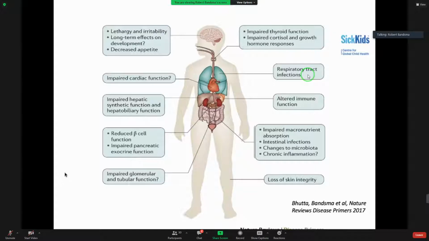So why is that? Why are these children so frail? Why are these children so vulnerable to simple acute infectious illnesses that other children recover from quickly? And that's related to the fact that malnutrition affects many different organ systems in the body. I think almost every organ system is affected. So neurologically, there are symptoms, there's lethargy, irritability, there's some data on changes in serotonin levels. Cardiac function is potentially impaired, although the jury is still out on whether that is true. There's hepatic dysfunction.